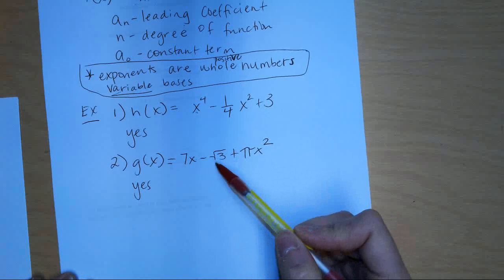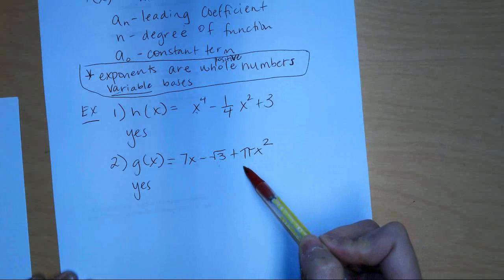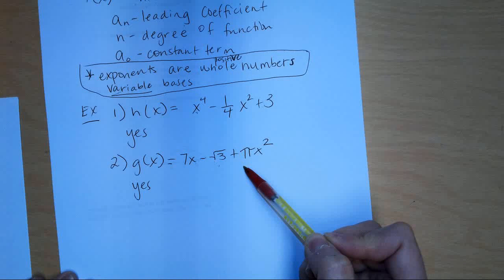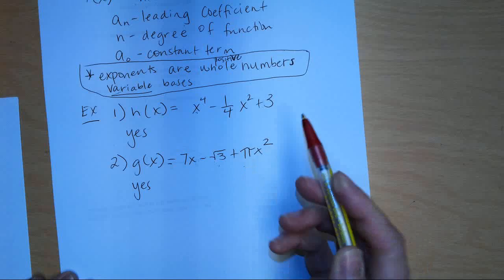So even though this has a square root 3 and it has a pi, those are the coefficients. So that's okay, as long as they're not in the exponents.